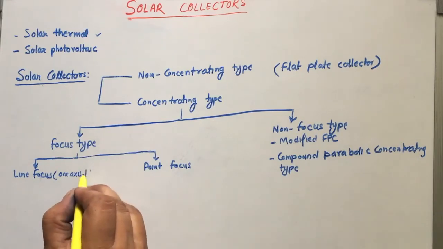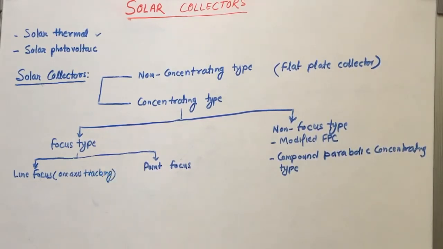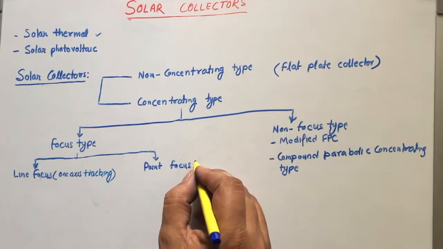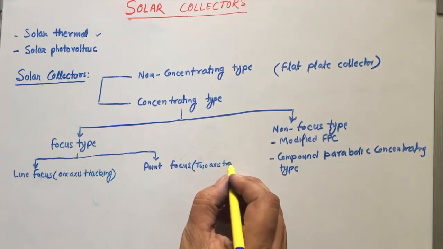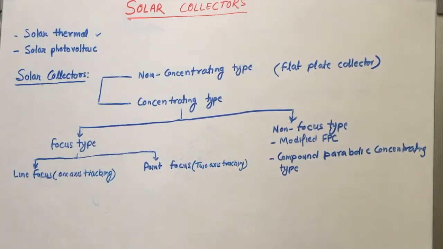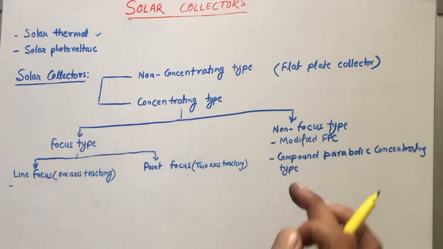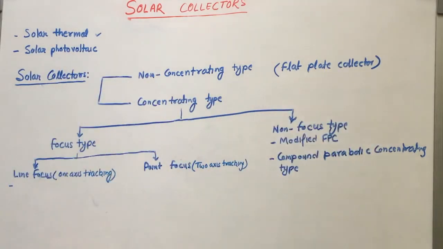Here in point focus, we have to do what is named two axis tracking. And under line focus there are modifications, so that is cylindrical parabolic concentrators.